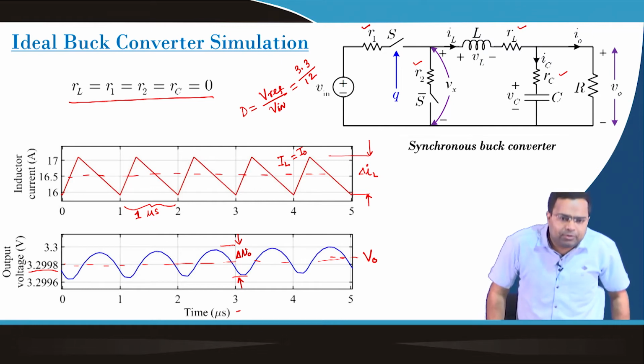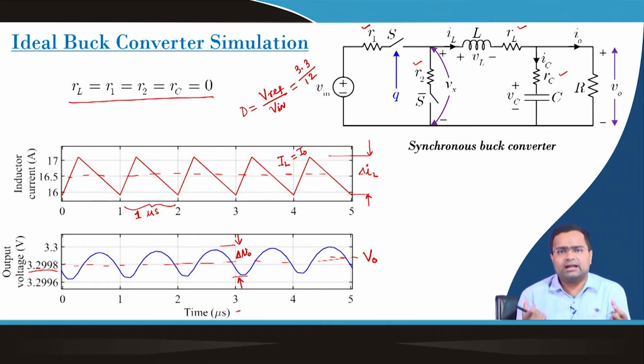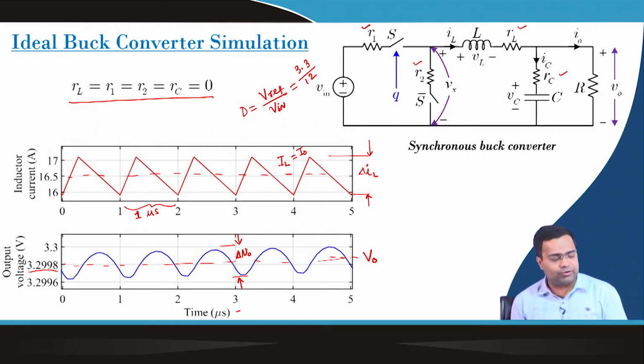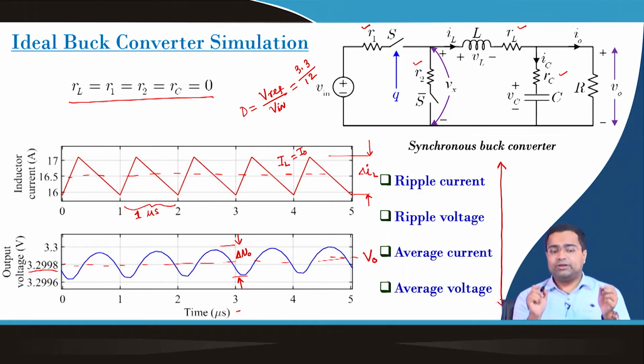So we are going to discuss parameters like inductor ripple, output voltage ripple, average inductor current, and average output voltage. So these are the 4 parameters that we are going to discuss, and we want to see what is the effect of the real components, like the parasitics, on these parameters.